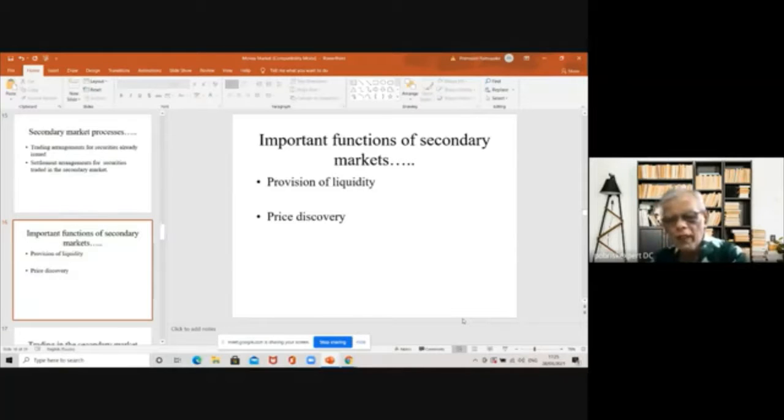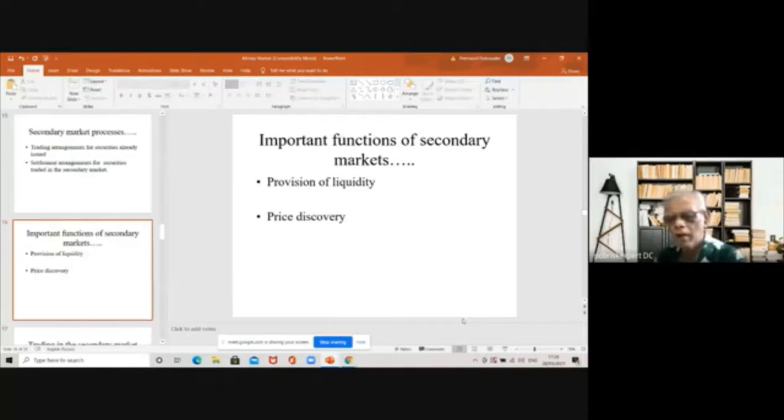So provision of liquidity is, whether it's a treasury bill or treasury bond or any other money market security, there should be one market maker standing to sell and buy all the time. That is liquidity.